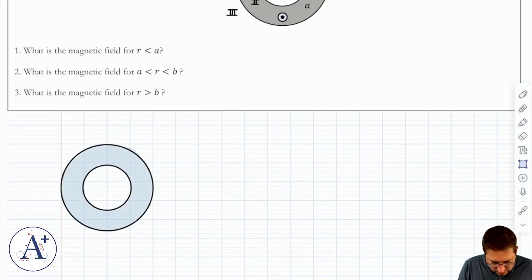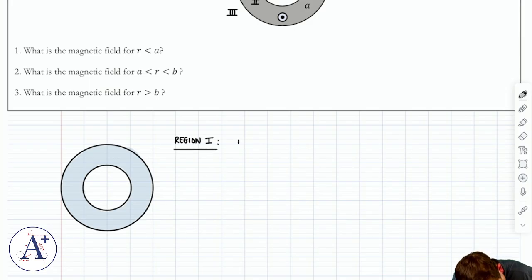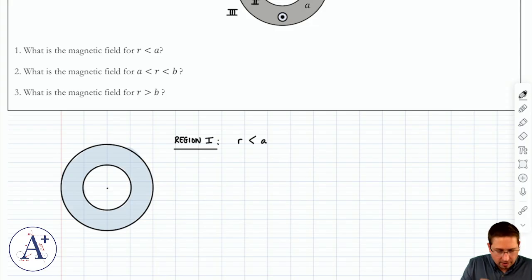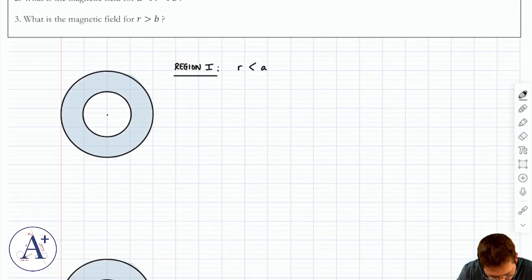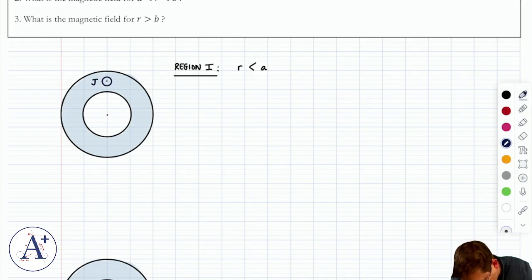All right. So let's start with region 1. Region 1 is for little r smaller than a. So it's within the hollow part of this cylinder. And I have current per area J coming out of the page, but within region 2. So there's nothing within region 1.